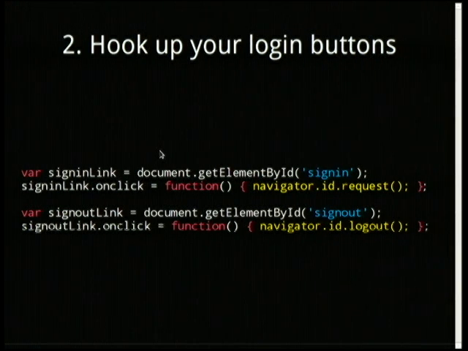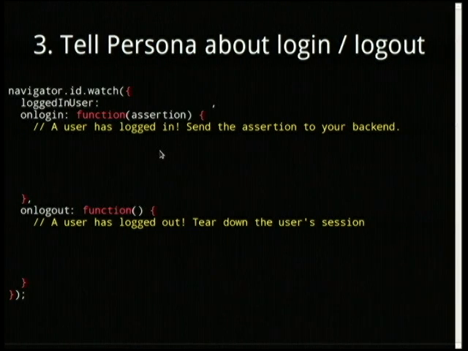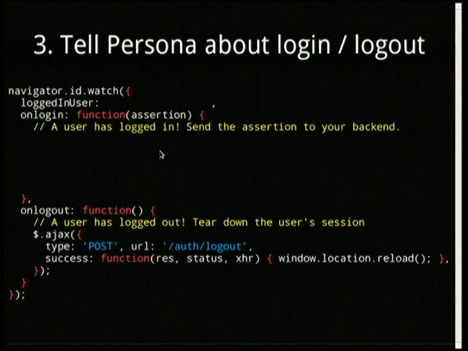What else could we do? So the third thing you have to do is tell Persona what to do when someone clicks sign in or sign out. And you do that by calling this function navigator.id.watch. And you tell it 3 things. So on your page load, you invoke this function, and you tell it, from bottom up, on logout, what to do. In this case, all you have to do is nuke your session cookie, like tear down the user session, just like you would with any other authentication system. And so we could implement that by saying, all right, I'm just going to post to my backend, say a page auth logout, and when that's successful, I'll reload the page. Same thing you would do if you were using traditional sessions, traditional usernames and passwords.